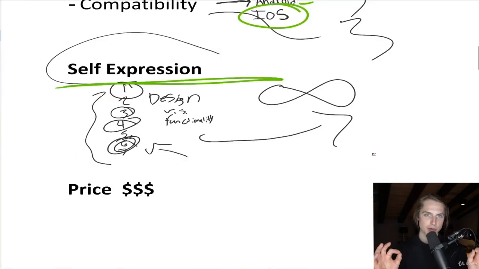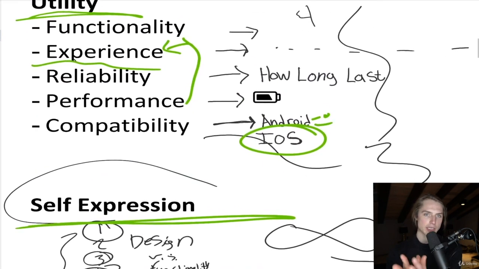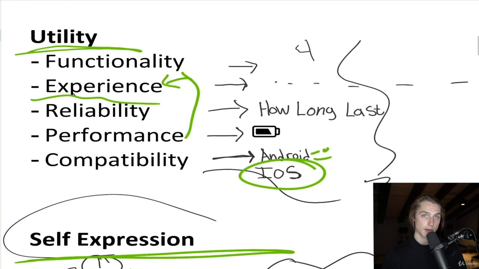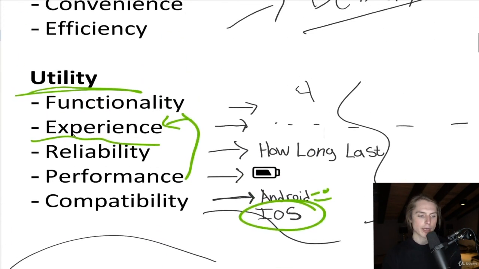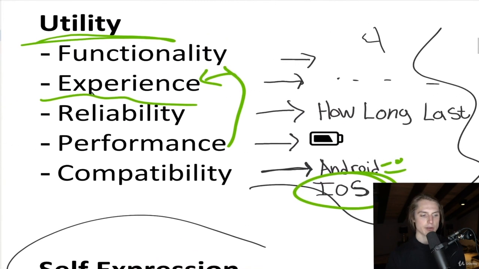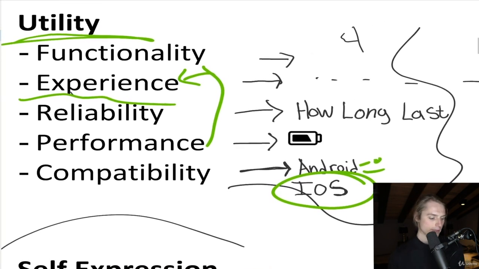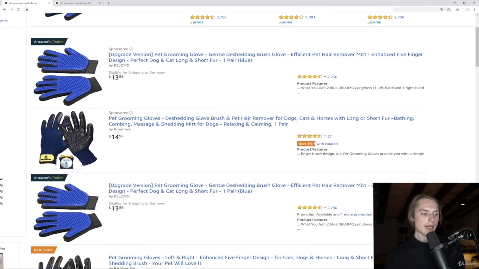So with that, self-expression was important. Design was more important than functionality. And obviously, it just had to meet the bare minimum of utility. But the most important part was that self-expression. Now, I'll just show you guys quickly a market where utility is the only thing that's really important, and why you probably don't want to go after one of those where there's not many options to differentiate on utility. So if we take a look at the famous pet gloves, which most people who are beginning always think is a great market.